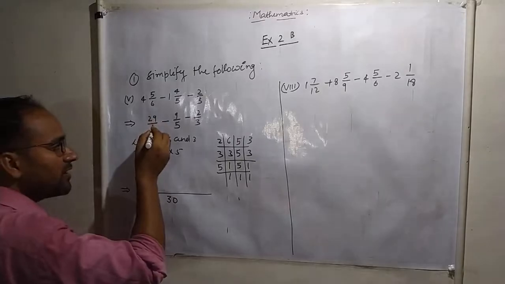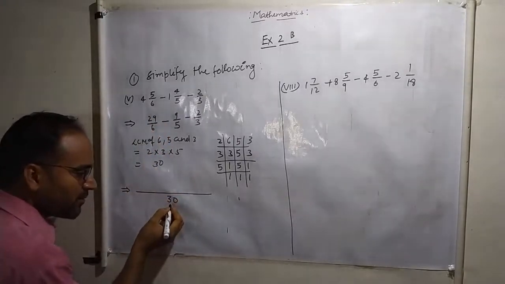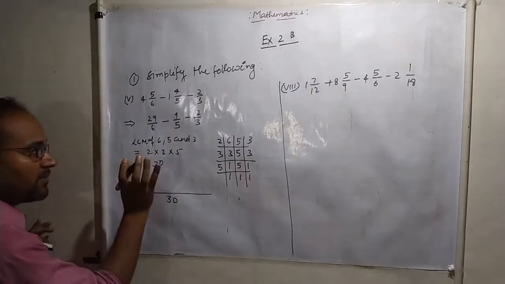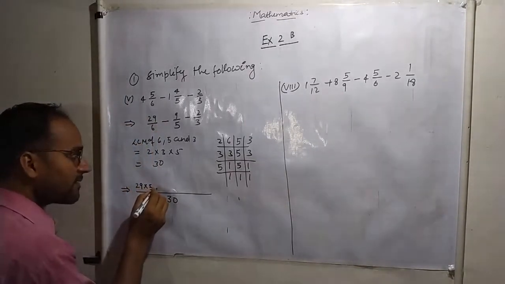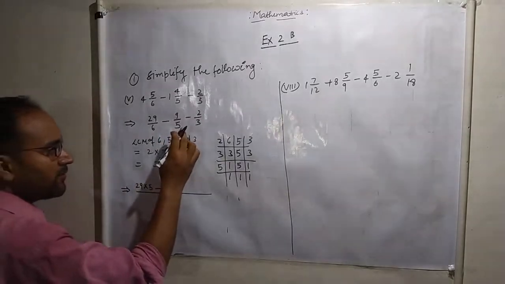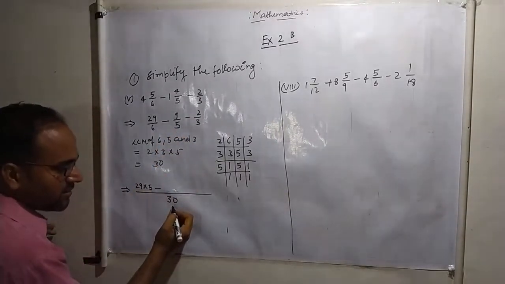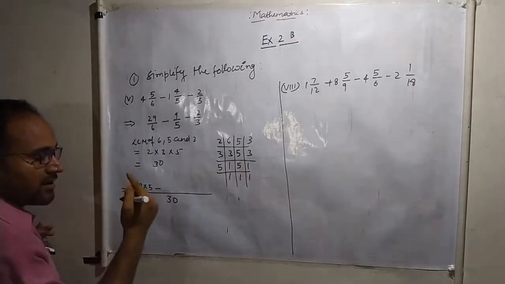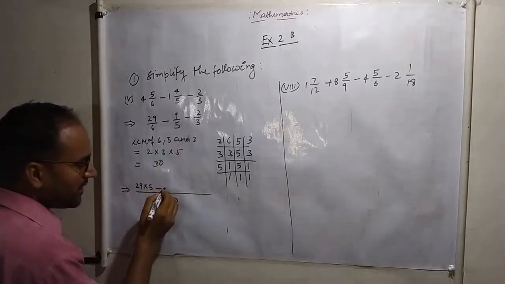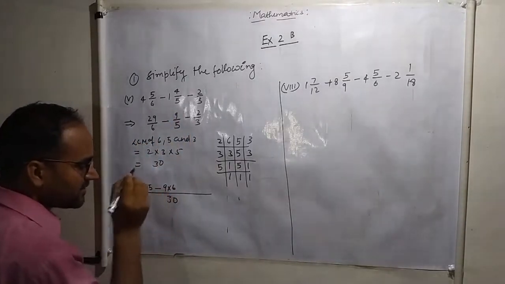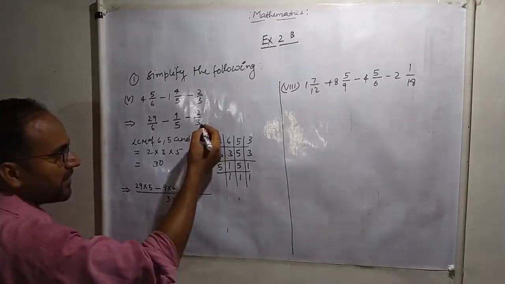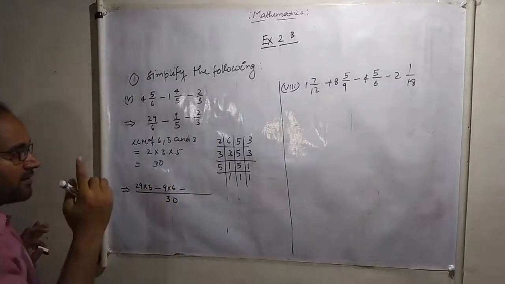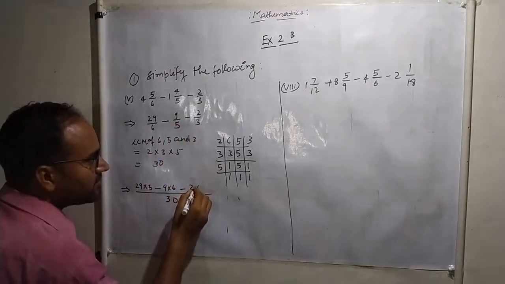First this is 29 upon 6. If I divide 30 by 6, I will get 5, and this 5 I am going to multiply with 29. Then after the minus sign, with 5 I am going to divide 30, then I will get 6, and 6 is going to be multiplied by 9. Minus, by 3 I am going to divide 30, 10, and 10 is going to be multiplied by 2.